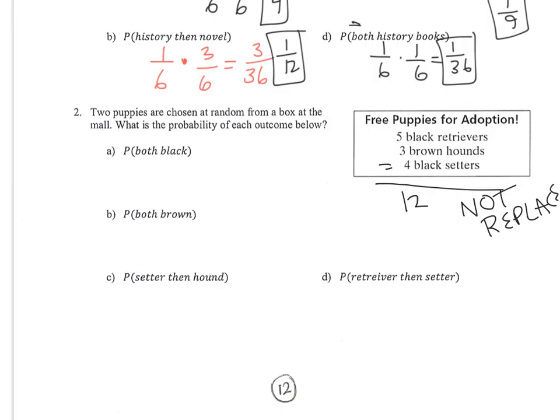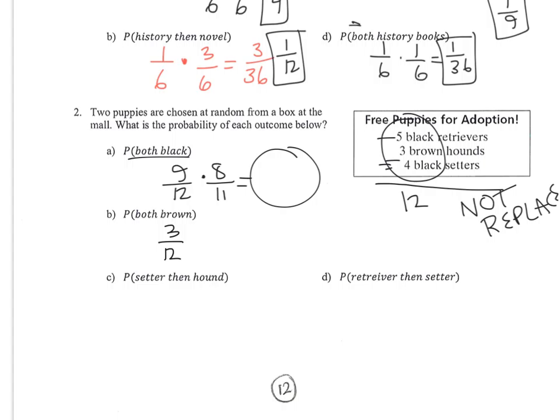So what's the probability you have 2 blacks? So there are 9 black puppies. One of them is gone, so there's 8 black puppies left. And you're going to reduce this fraction. You're going to take out one of the black dogs. You're going to have 11 dogs left. What's the probability they're both brown? Well, there's 3 out of 12 are brown. So you take 1 brown away. So you're going to have 2 brown dogs left out of 11.